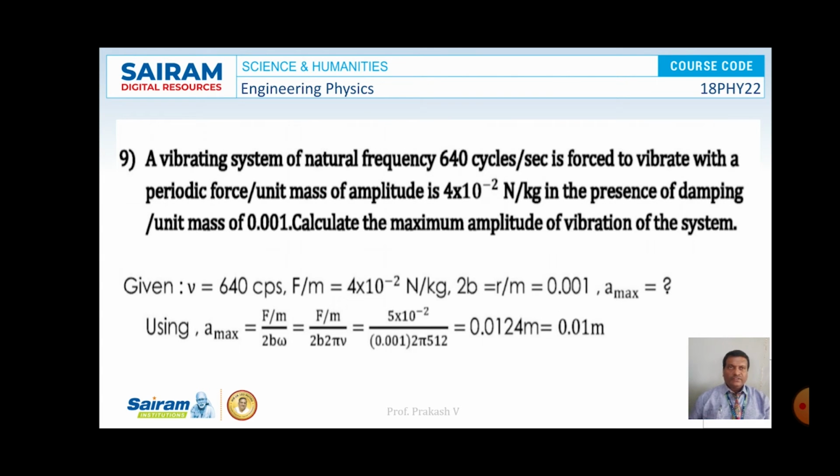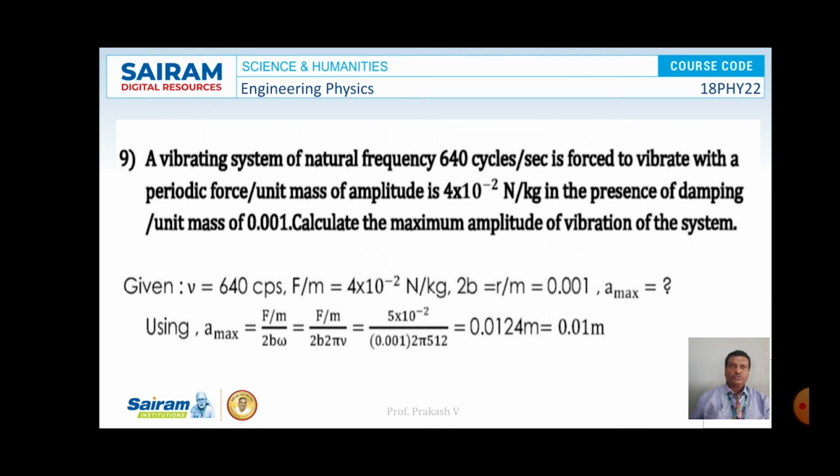A vibrating system, this is problem number 9. A vibrating system of natural frequency 640 cycles per second is forced to vibrate with a periodic force per unit mass of amplitude 4 into 10 to the power minus 4 Newton per kg, in the presence of damping per unit mass of about say 0.001. Calculate the maximum amplitude of vibration of the system.